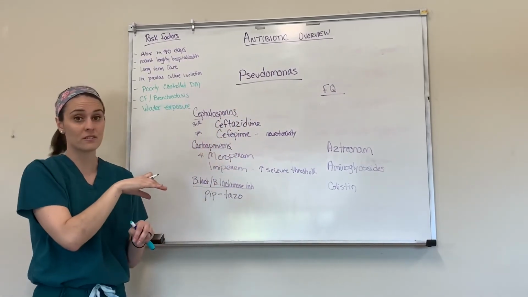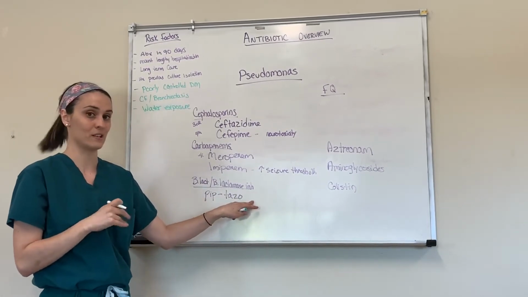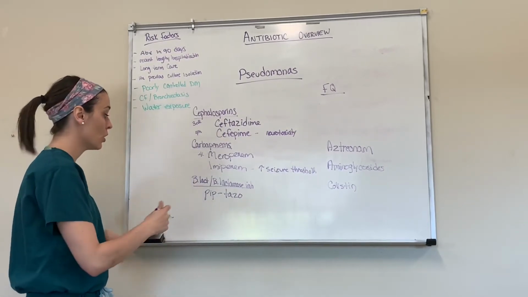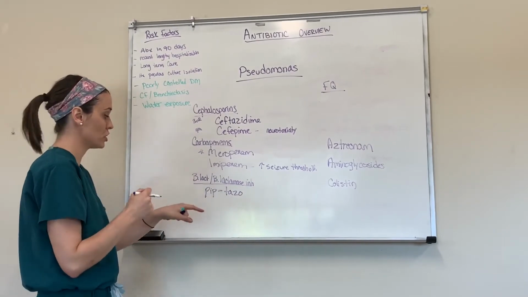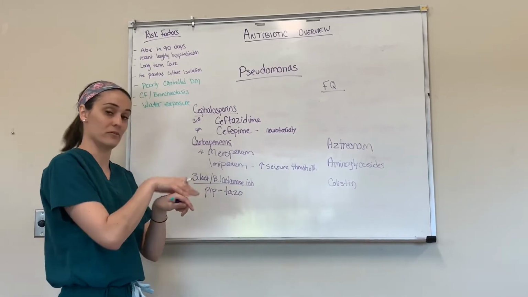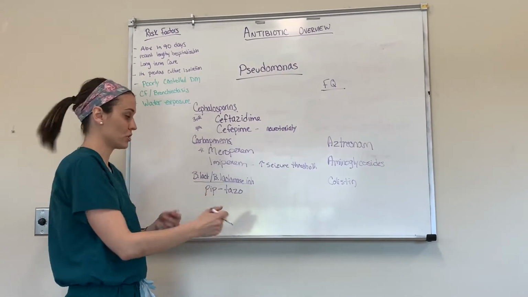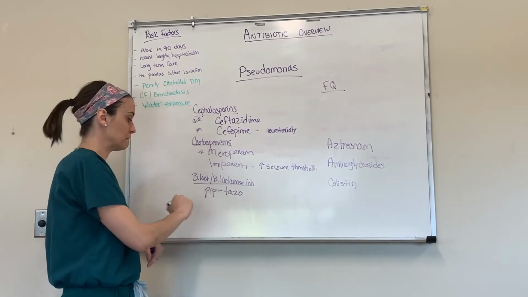Like I previously said in the last lecture, when you combine Piptazo with vancomycin for empiric sepsis coverage, or even HAP coverage, VAP coverage, you want to worry about nephrotoxicity because it compounds the effect. So patients that have underlying renal dysfunction, you may not want to pick that combination.